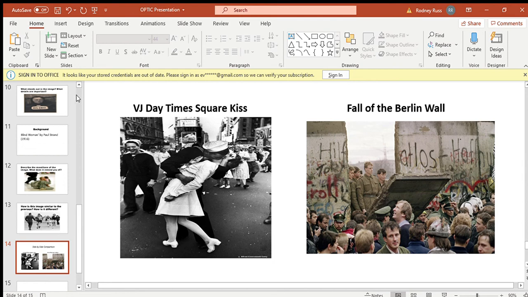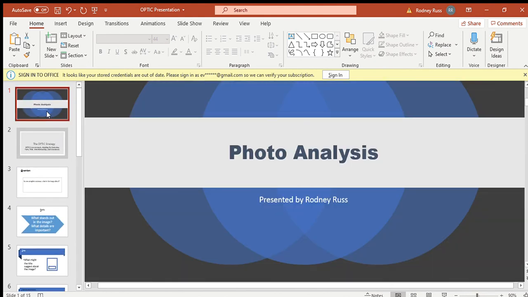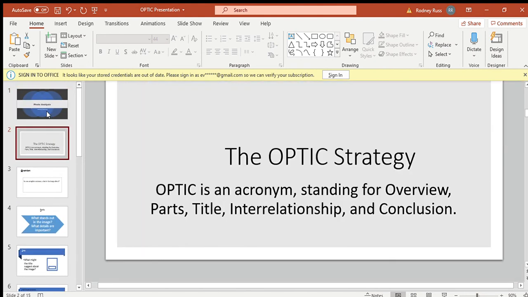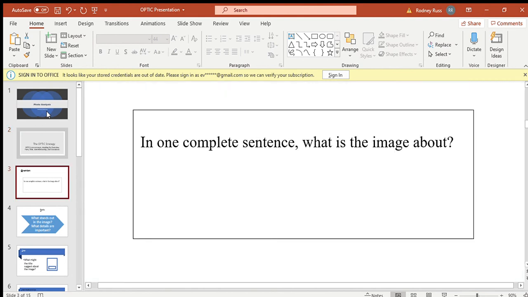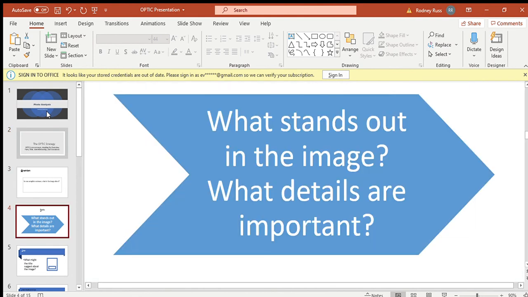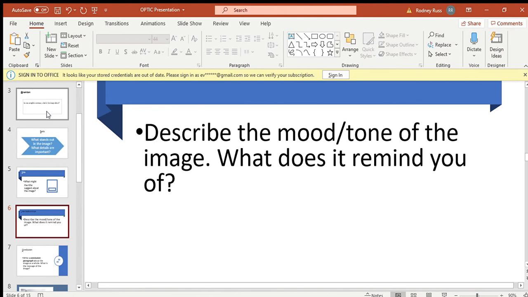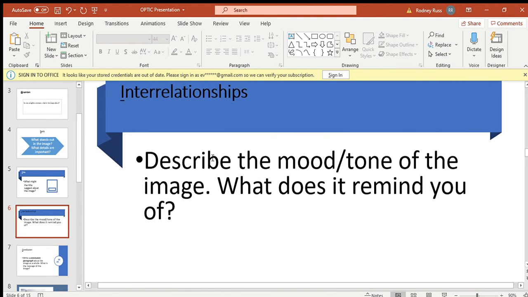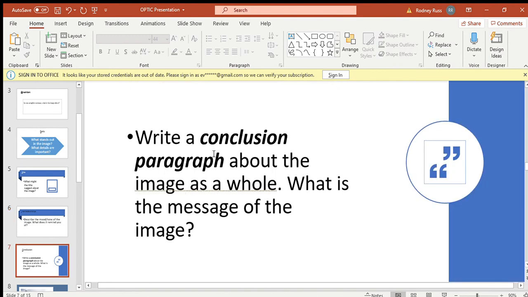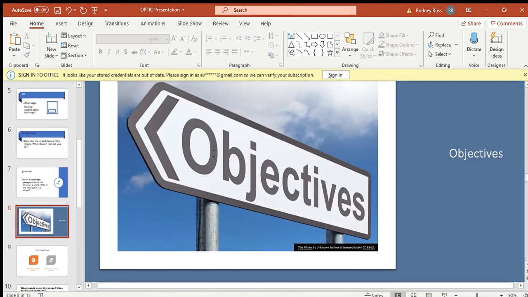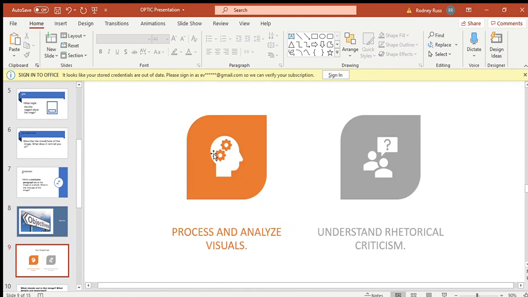So again, when we do an OPTIC strategy, let's make sure that we understand our objectives and we understand what OPTIC stands for. What is the image about? What stands out? What details are important? What might the title suggest about the image? What is the mood and tone? What does it remind you of? Can I write a concluding paragraph? And make sure that we understand these further objectives, which is to process and analyze visuals and understand rhetorical criticism.